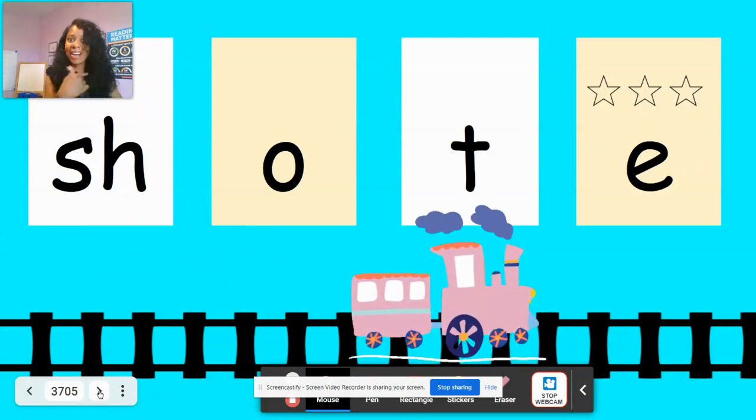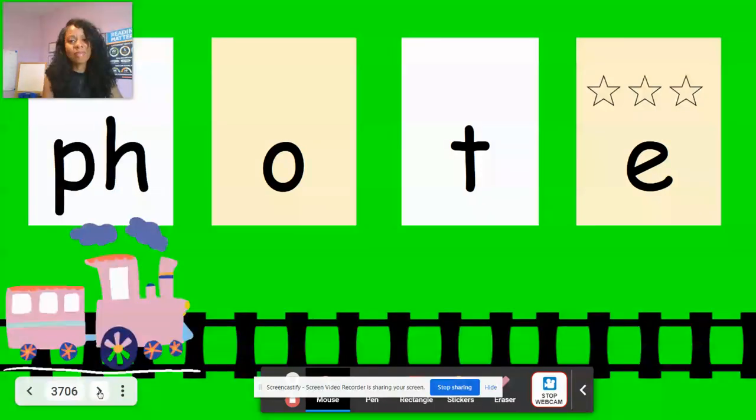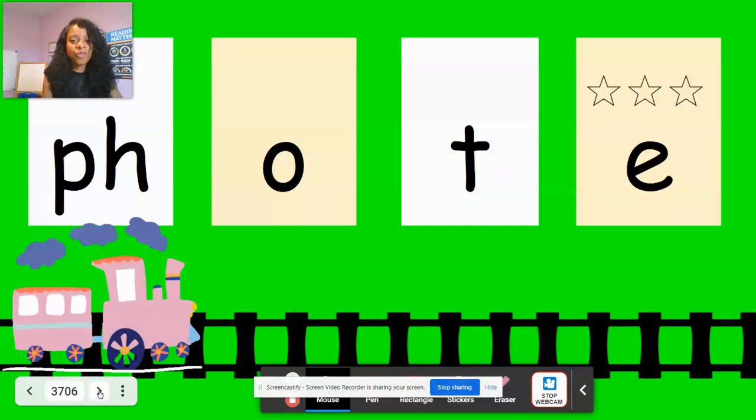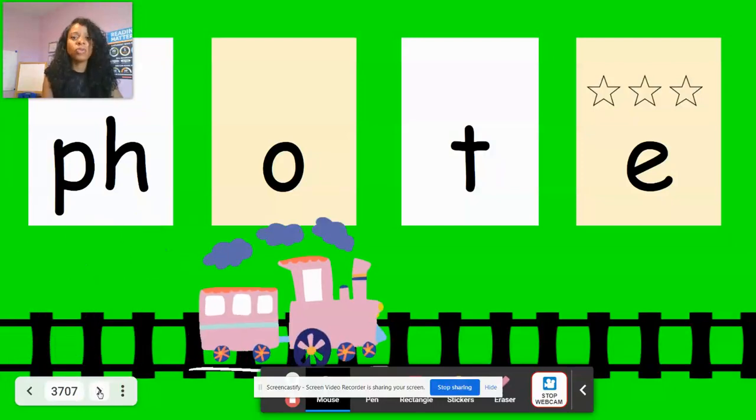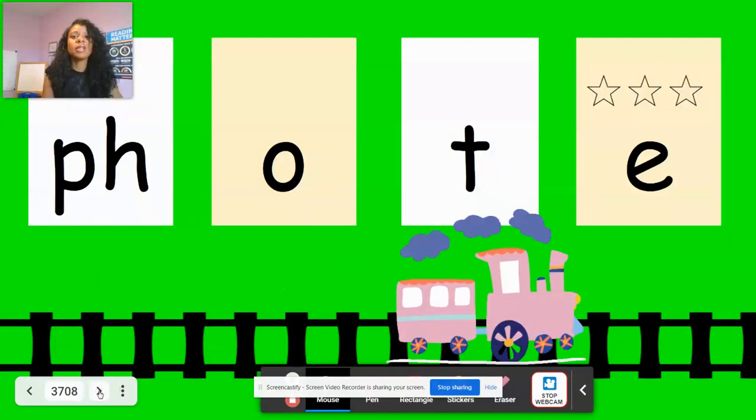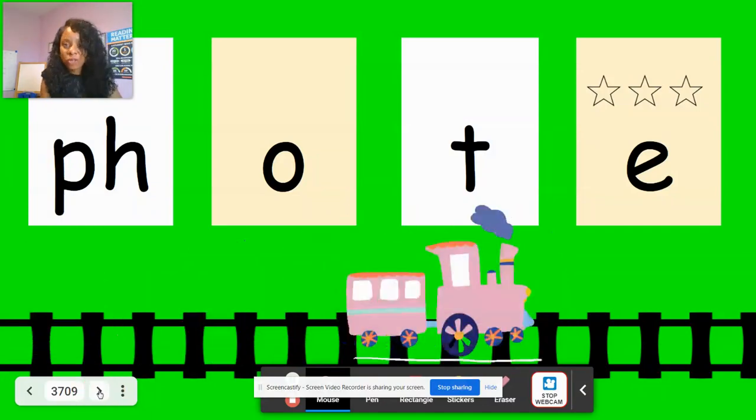Okay, I hope you didn't say ah, because that's not a short O sound. It's a long O sound. Here's another one. F, o, t. And the magic E is silent. And it says, fote. Is that a real word or a nonsense word? Yeah, that's a nonsense word.